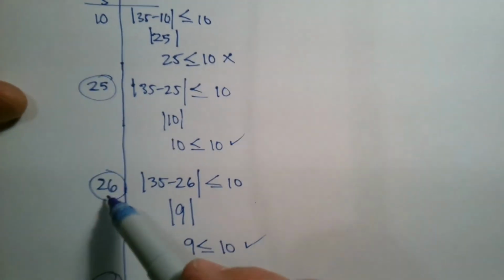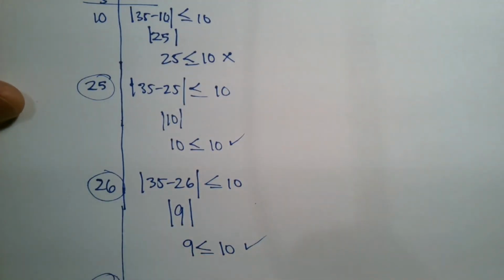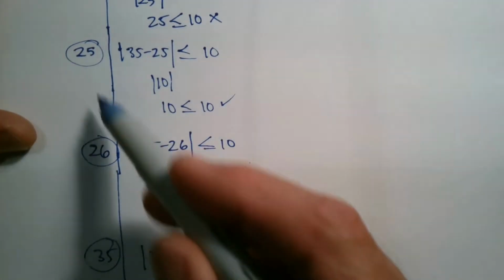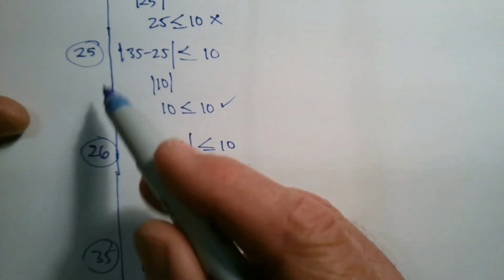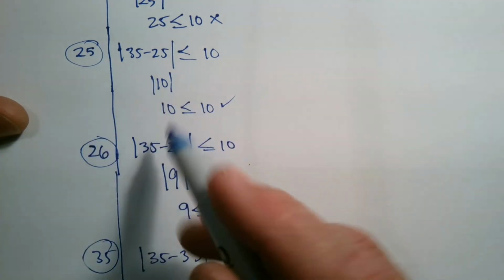25 is less than 35. 26 is less than 35. That is the speed limit, 35. So this would be if you're driving slower, you can drive safely at those speeds slower based on my inequality.